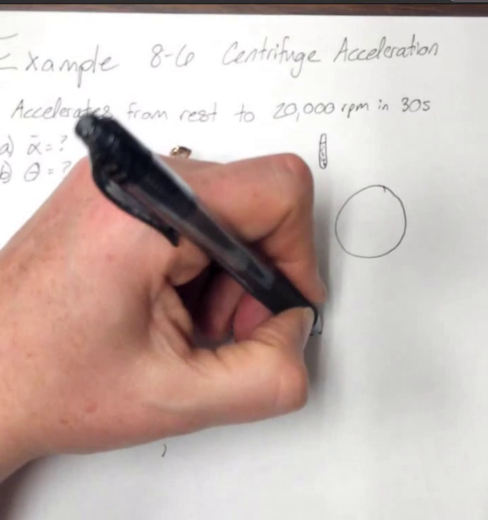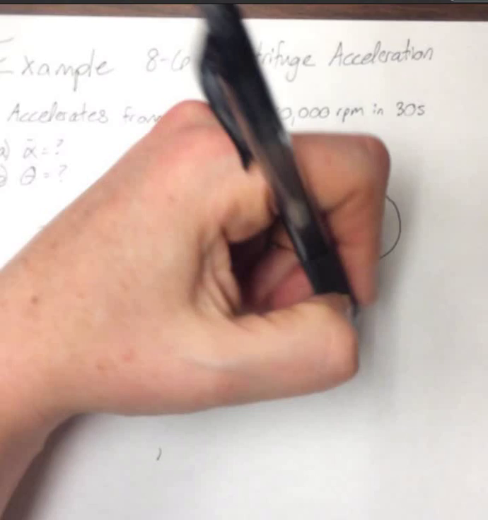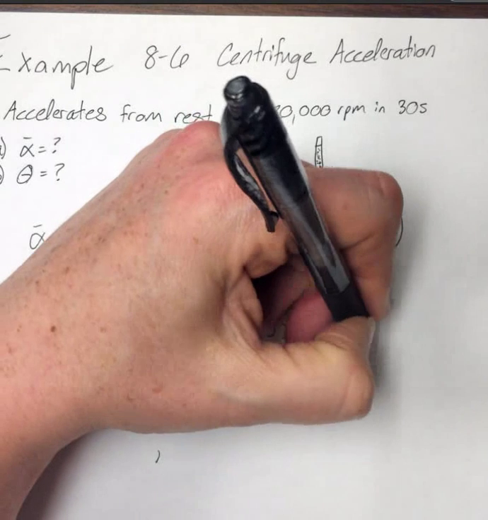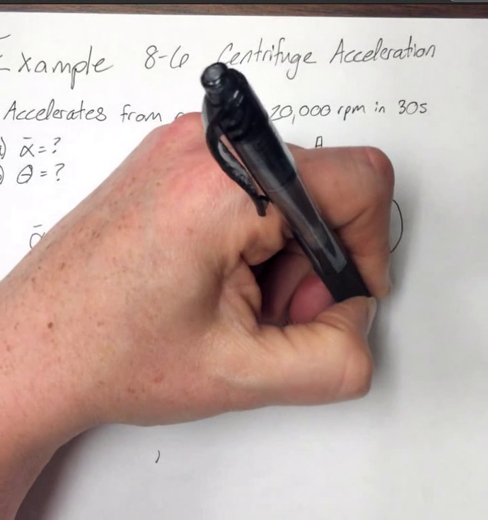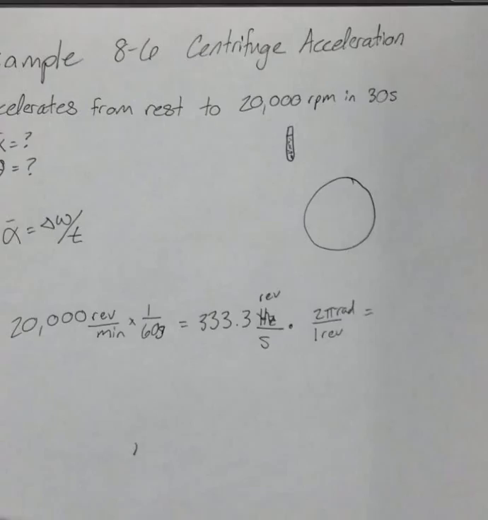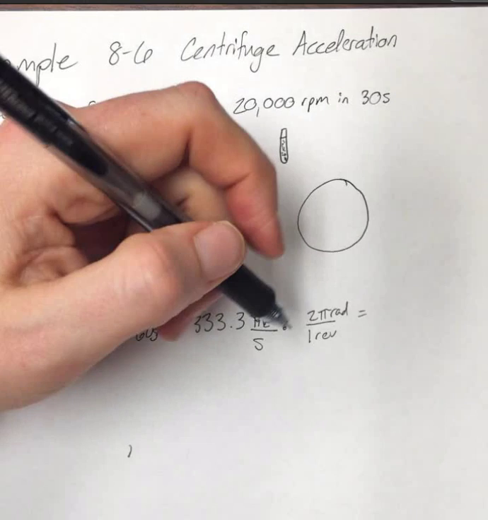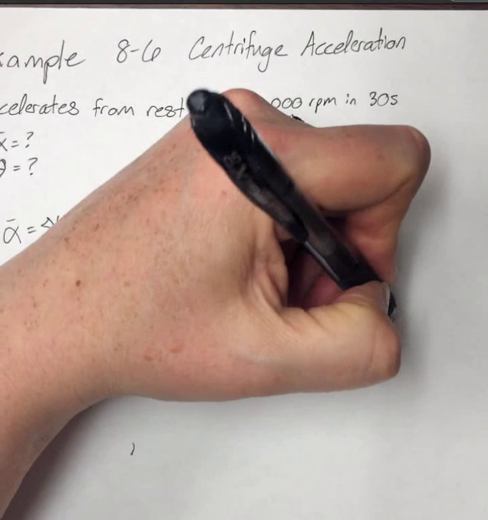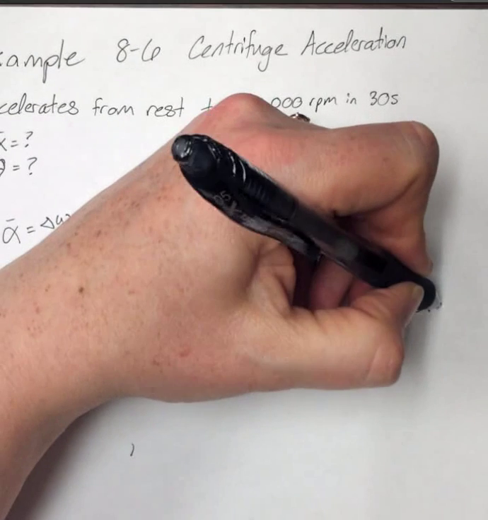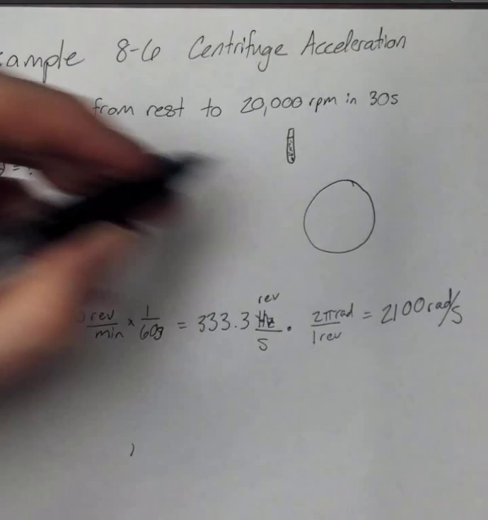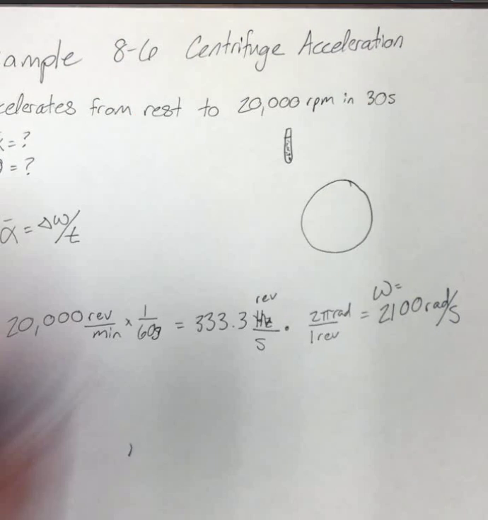Now we need to turn that into radians per second, and we know that 1 revolution is 2 pi radians. So that means that 20,000 revolutions per minute, or 333 revolutions per second, is actually 2,100 radians per second. And that right there is a velocity.